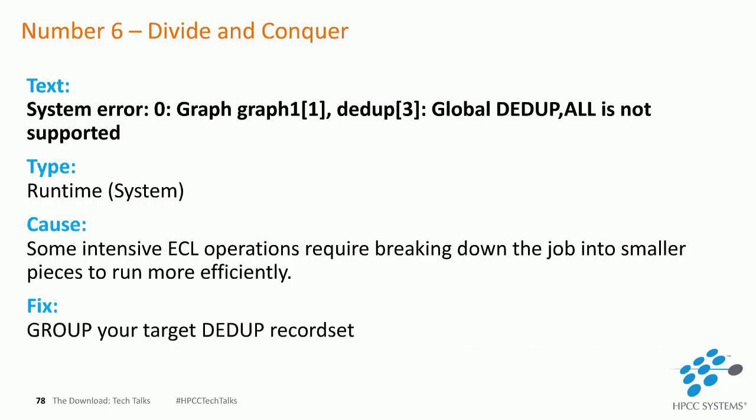So the simple fix to this, of course, no matter how small your data set is, is to group your target data set and then run the dedupe on the group reference. And that will then allow you to do a global dedupe with all. Now, global dedupe with all is normally used for small record sets like 10,000 records or less. In most cases, you're just going to use a normal dedupe for larger data sets.